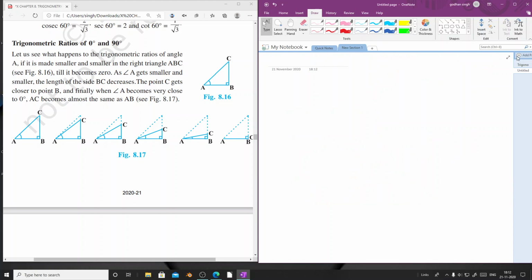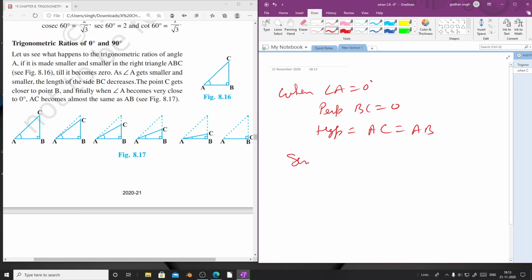Let us go to the next page. In that case, when angle A equals 0 degree, the perpendicular, that is BC, will be equal to 0, and the hypotenuse AC will be equal to AB. So now it is very simple to find the values of the trigonometric ratios.